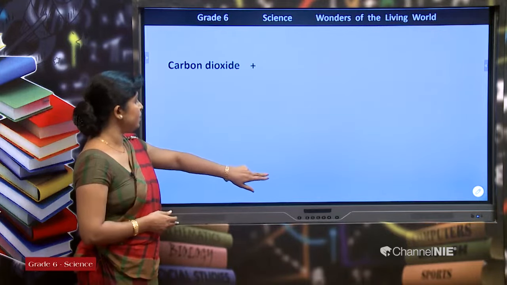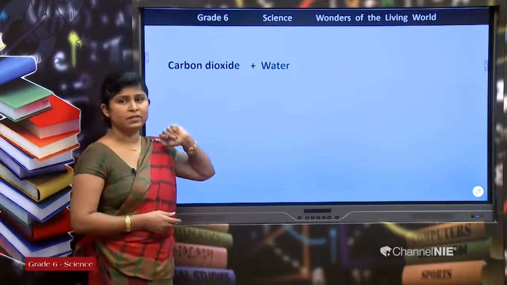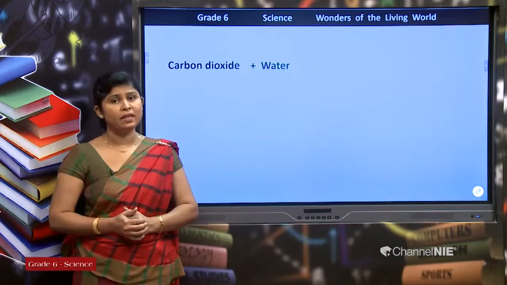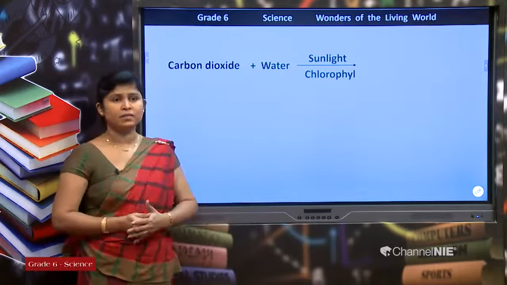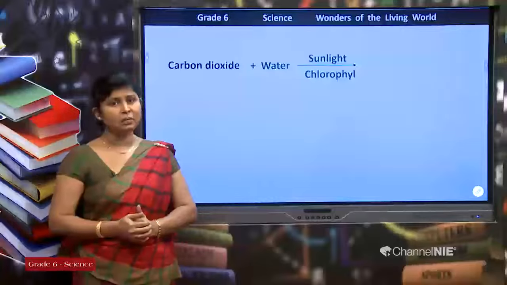I have summarized the process of photosynthesis in this way: carbon dioxide plus water. Carbon dioxide and water are used as raw materials in the process of photosynthesis, and the necessary factors for the process of photosynthesis are sunlight and chlorophyll. Right now, as you are at the beginning of the grade 6 science syllabus, you might not be knowing about chlorophyll, right? Chlorophyll means a special color pigment which is available in green plants.